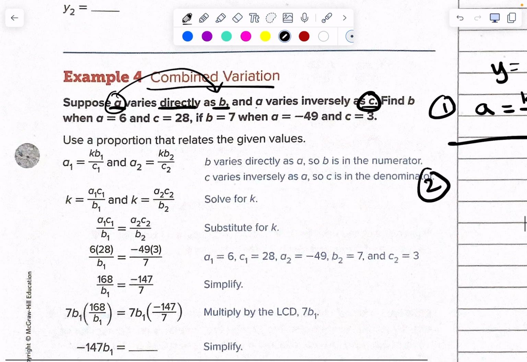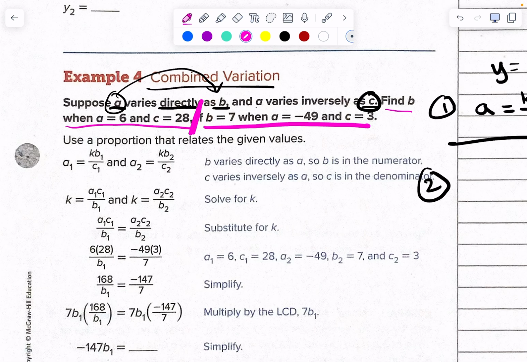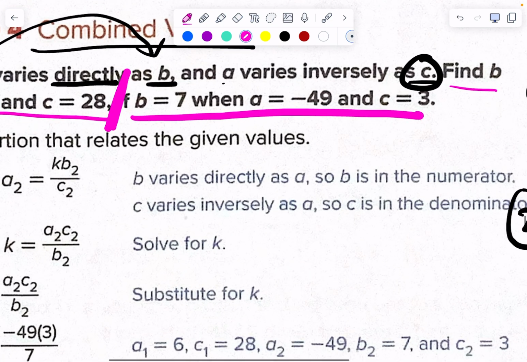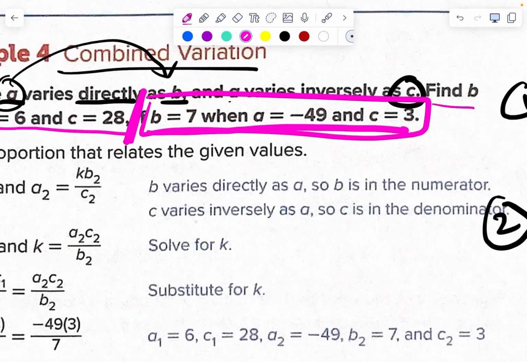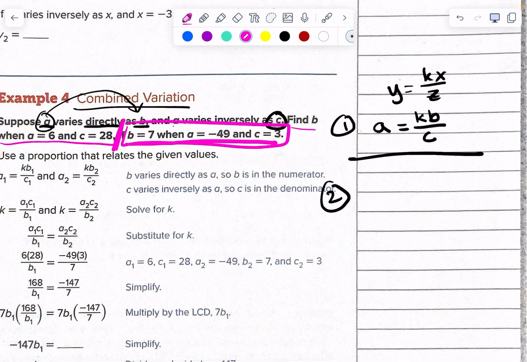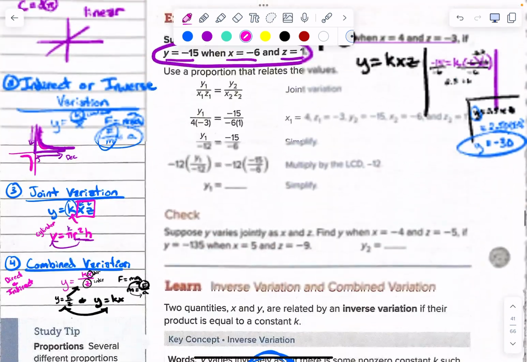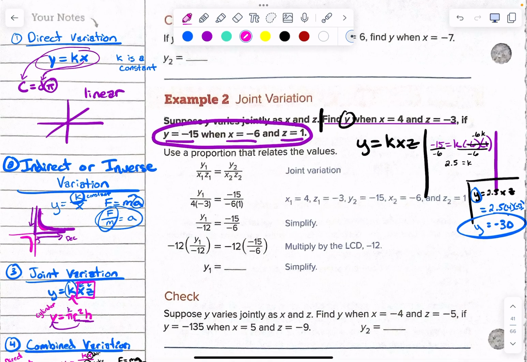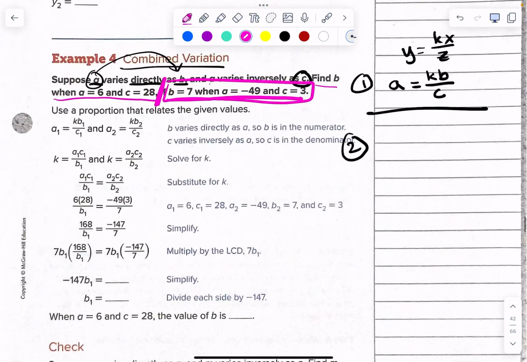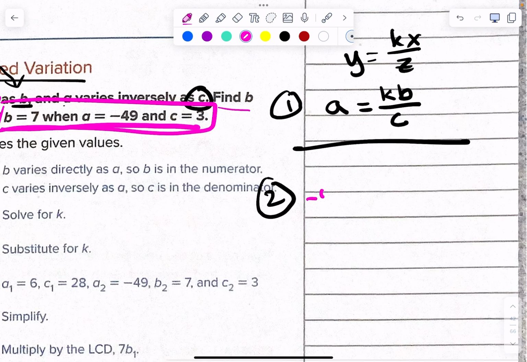It says find B when A equals 6 and C equals 28. If B equals 7, A equals negative 49, and C equals 3. This is backwards. You have to do the third part first, right? Because it's giving me all 3 things. If there's an if, we have to do that. You always do the if part first. Up here we used when instead. When and if, yep.